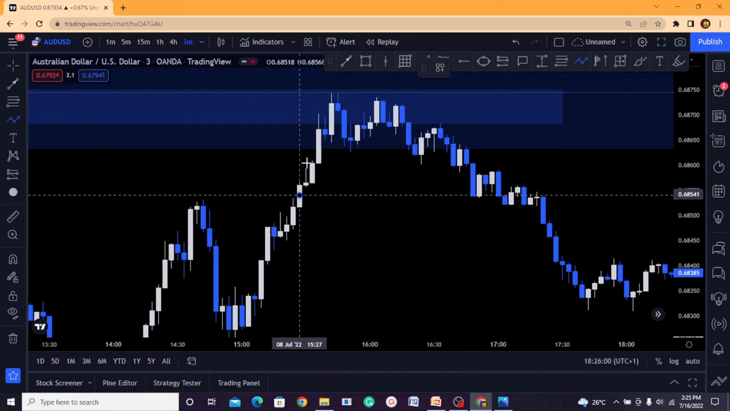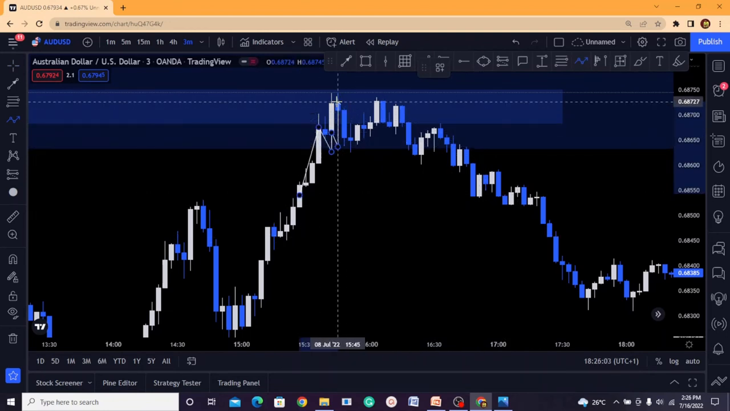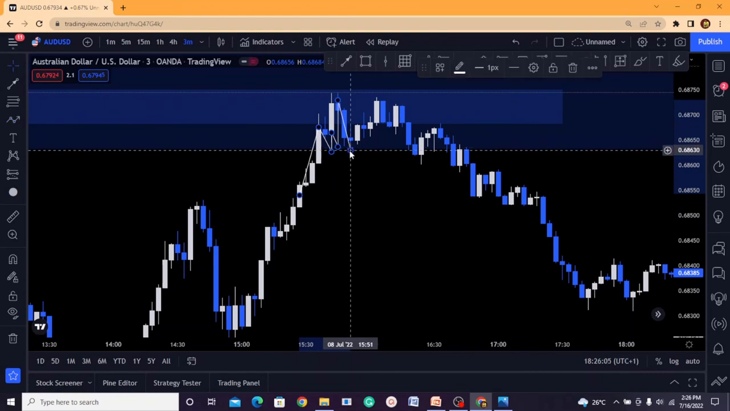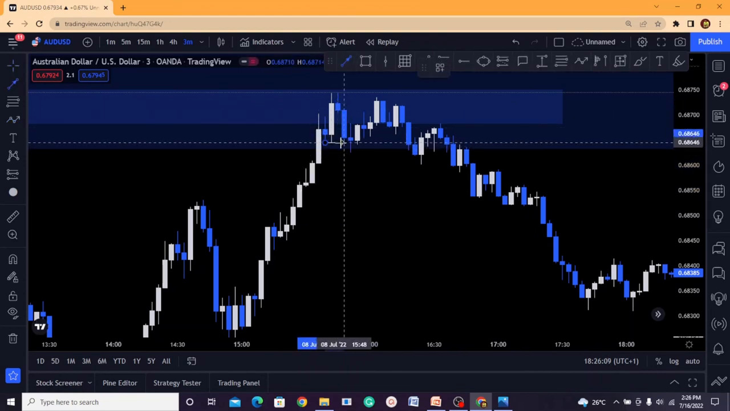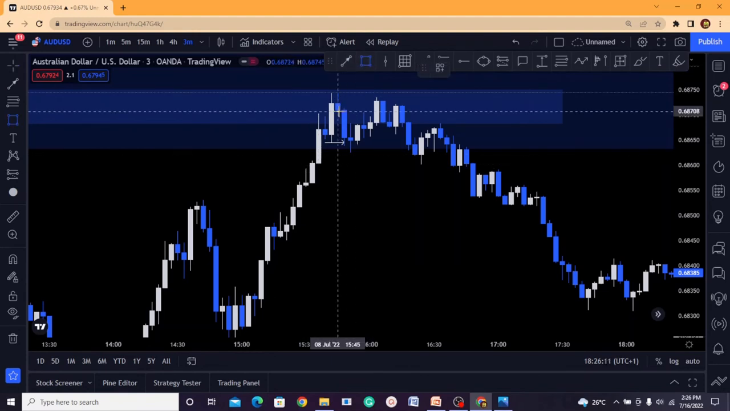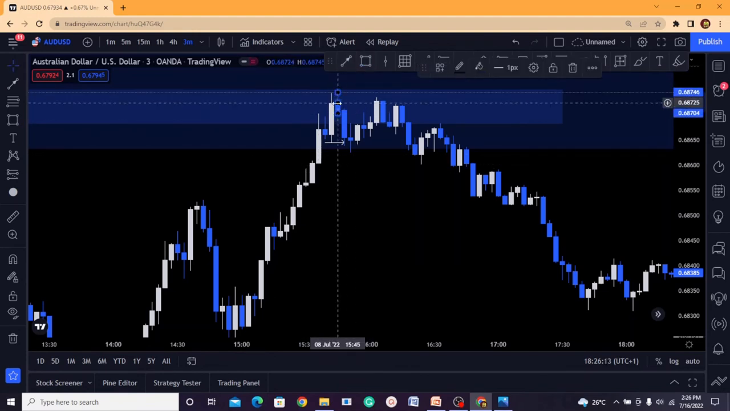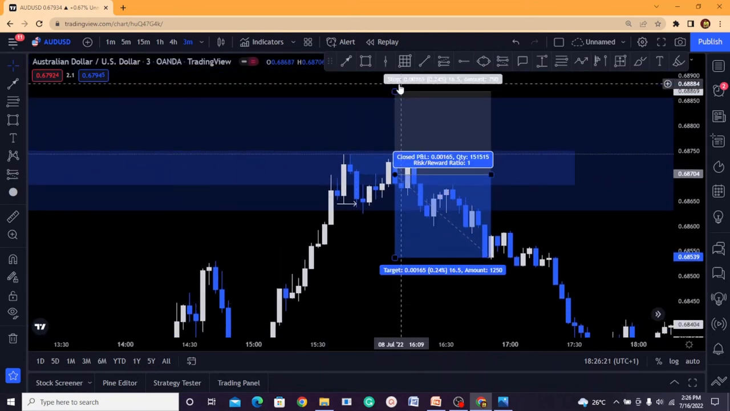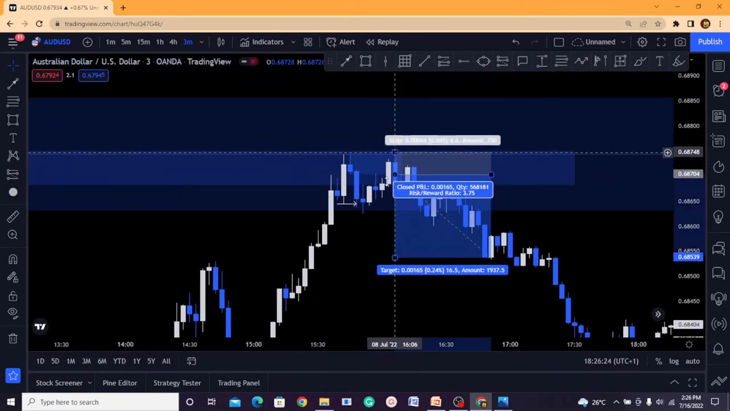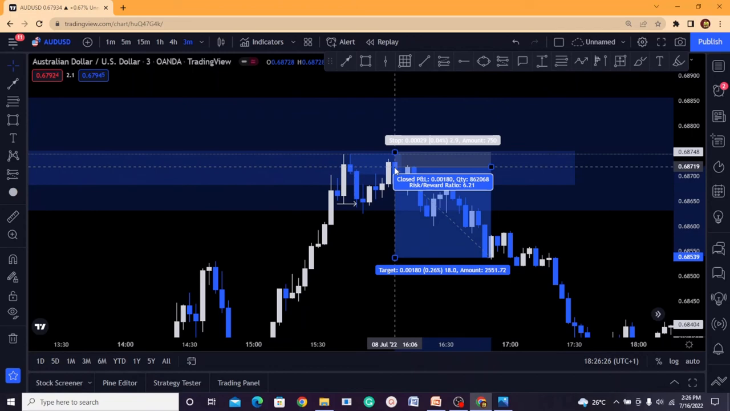Price had come up and did this, and come up again and broken structure. You can see price took this low. So I picked this as my order block, and I looked to short from here. I placed about a 3 pips stop loss in total. I think it was a bit higher. It was a 3 pips stop loss.